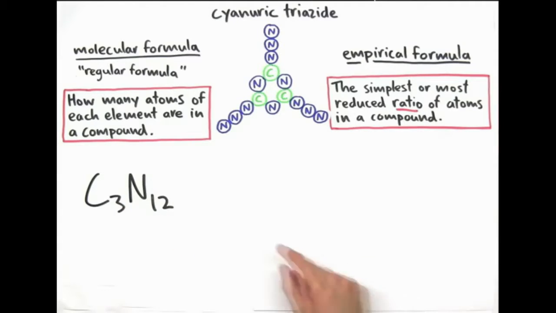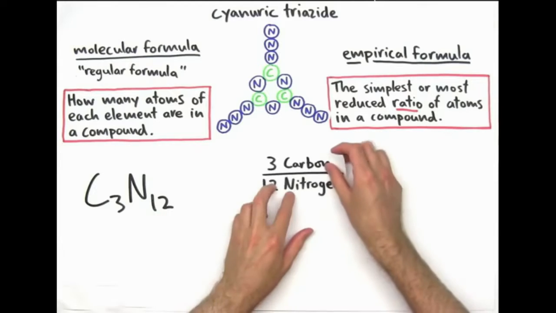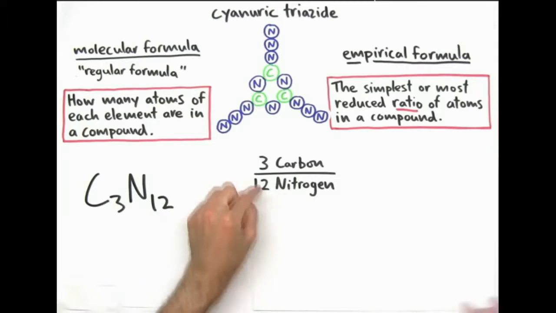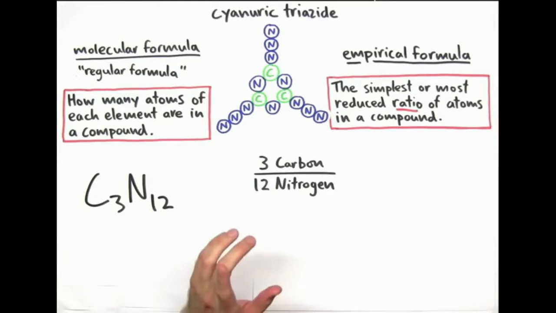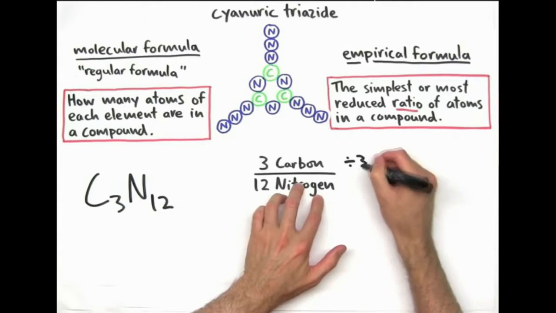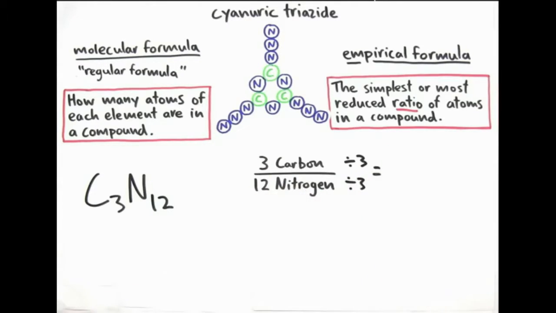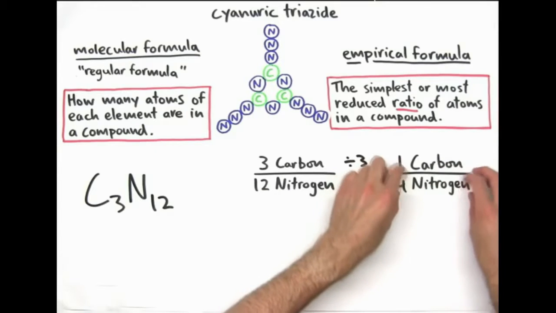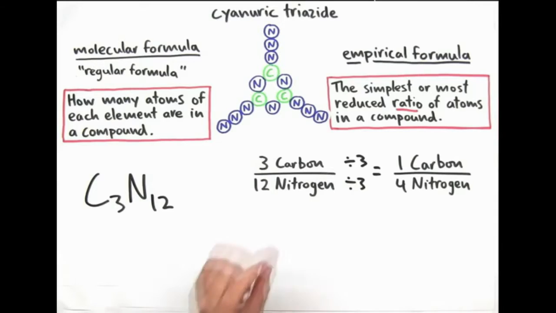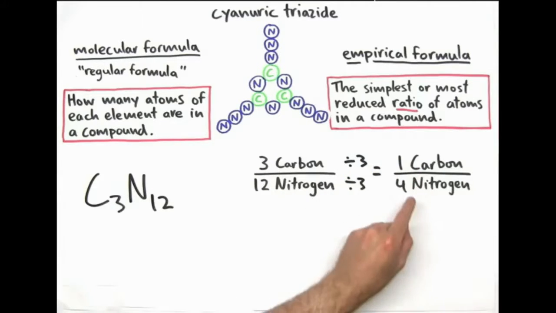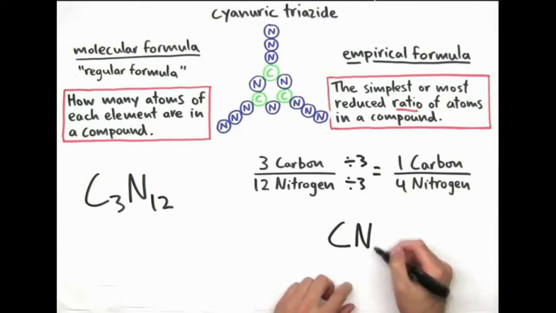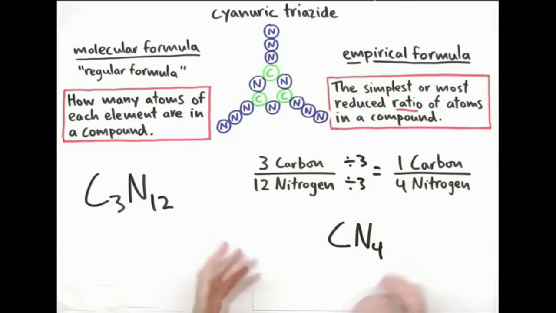Now for the empirical formula, we want to take this first and write it as a ratio. So 3 carbons over 12 nitrogen. And we want to ask ourselves, how can we simplify this as much as possible? What's the biggest number that we can divide both of these by? In this case, the largest number is 3. We can divide both the top and the bottom by 3. And that will give us 1 carbon over 4 nitrogen, the most simplified ratio of elements for this compound. And now we write the empirical formula using this most simplified ratio. So we'll have C1, so we don't put anything after it, and then we have N4. So CN4 is the empirical formula here.